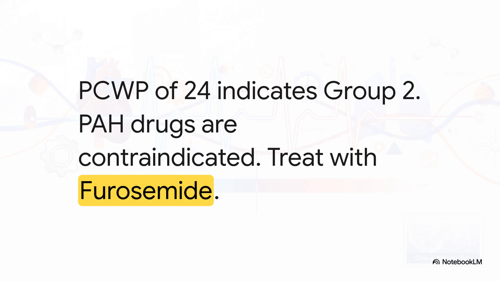Option E, digoxin, is an inotrope that provides no mortality benefit and is absolutely not the immediate treatment for decompensated volume overload. Therefore, the correct answer must forcefully bypass the PAH drugs and strictly select option D, furosemide, a loop diuretic to immediately offload the left heart failure. Master the PCWP and you master the matrix.